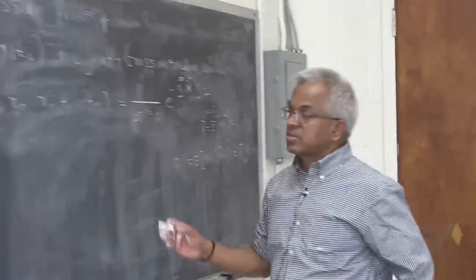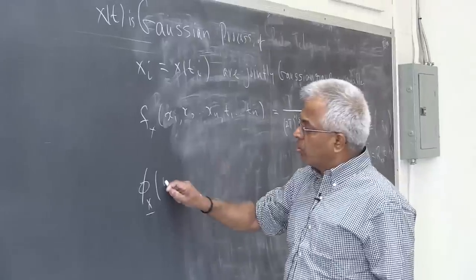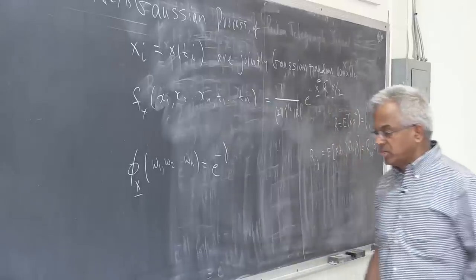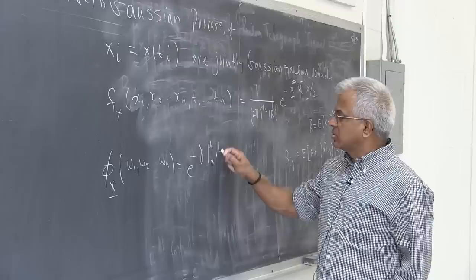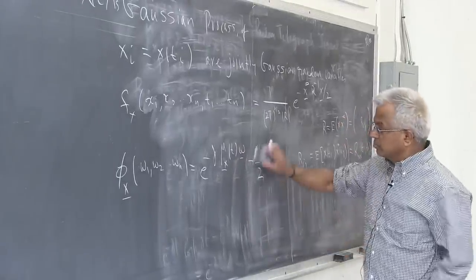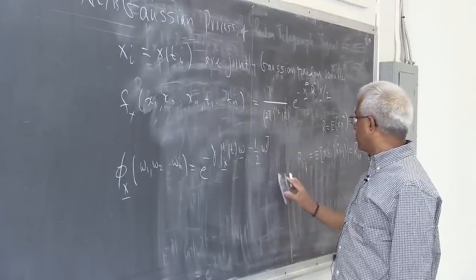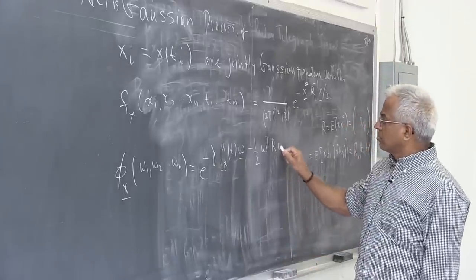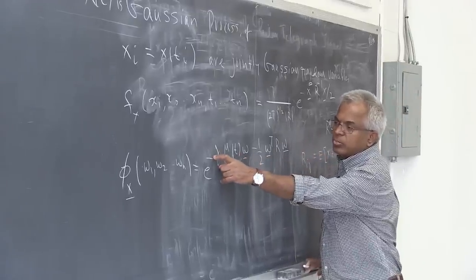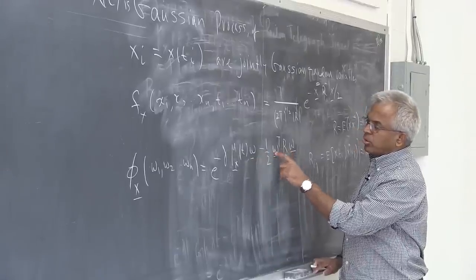So you can also look at the characteristic function of this, which is a bit easier. The characteristic function of these random variables, remember, that will be omega 1, omega 2, etc., omega n. So this is e raised to minus j mu_X(t) omega. If it is a single random variable, you remember it is e raised to minus j mu omega minus half sigma squared omega squared.